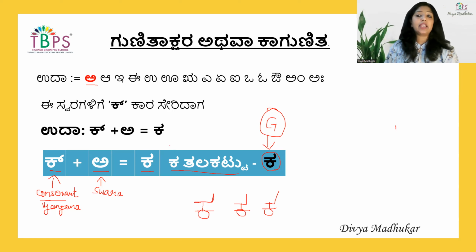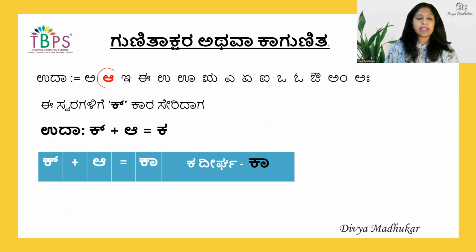Next, which is the next swara after a? Aa, right? The dirgha swara. So I'm still keeping the same vyanjana, K, plus I'm adding the new swara, aa. When I add aa, there is a dirgha, so we get the notation kaa. K plus aa is kaa. Since there is a dirgha, we read it as ka dirgha kaa. So this is our Gunithakshara.